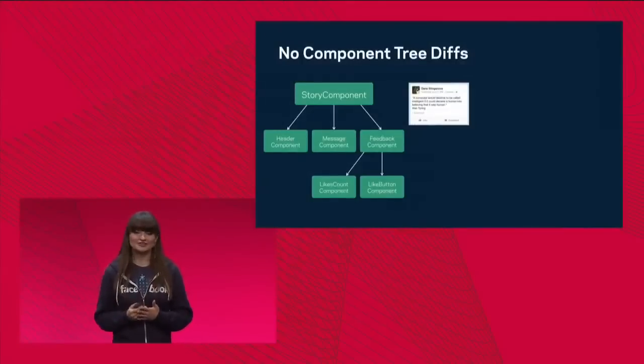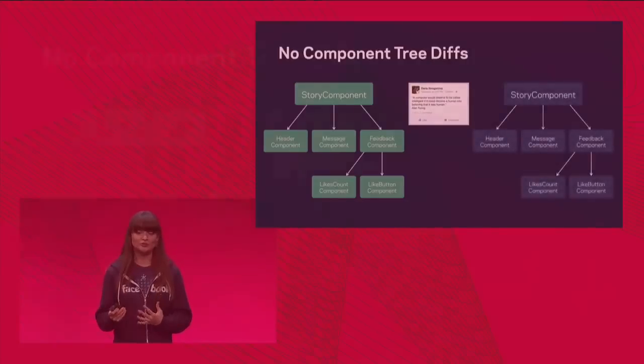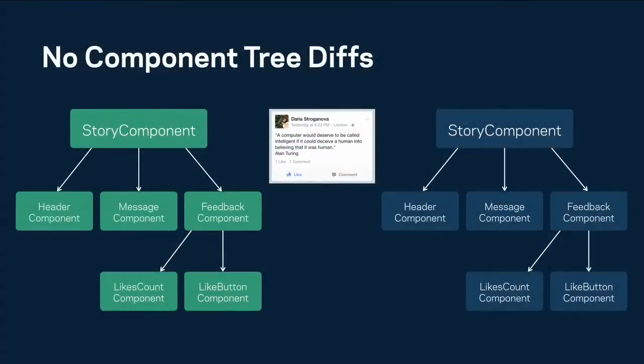One more imperfection that components have right now is lacking diffing of the component tree. So if the like button is tapped on a story, components infrastructure will create a whole new tree instead of just replacing the like button and like count components. We deliberately chose not to implement it because it meant keeping a lot of additional data in memory and then tweaking performance to make it work well. But for us, recreating the whole tree was actually quite performant.